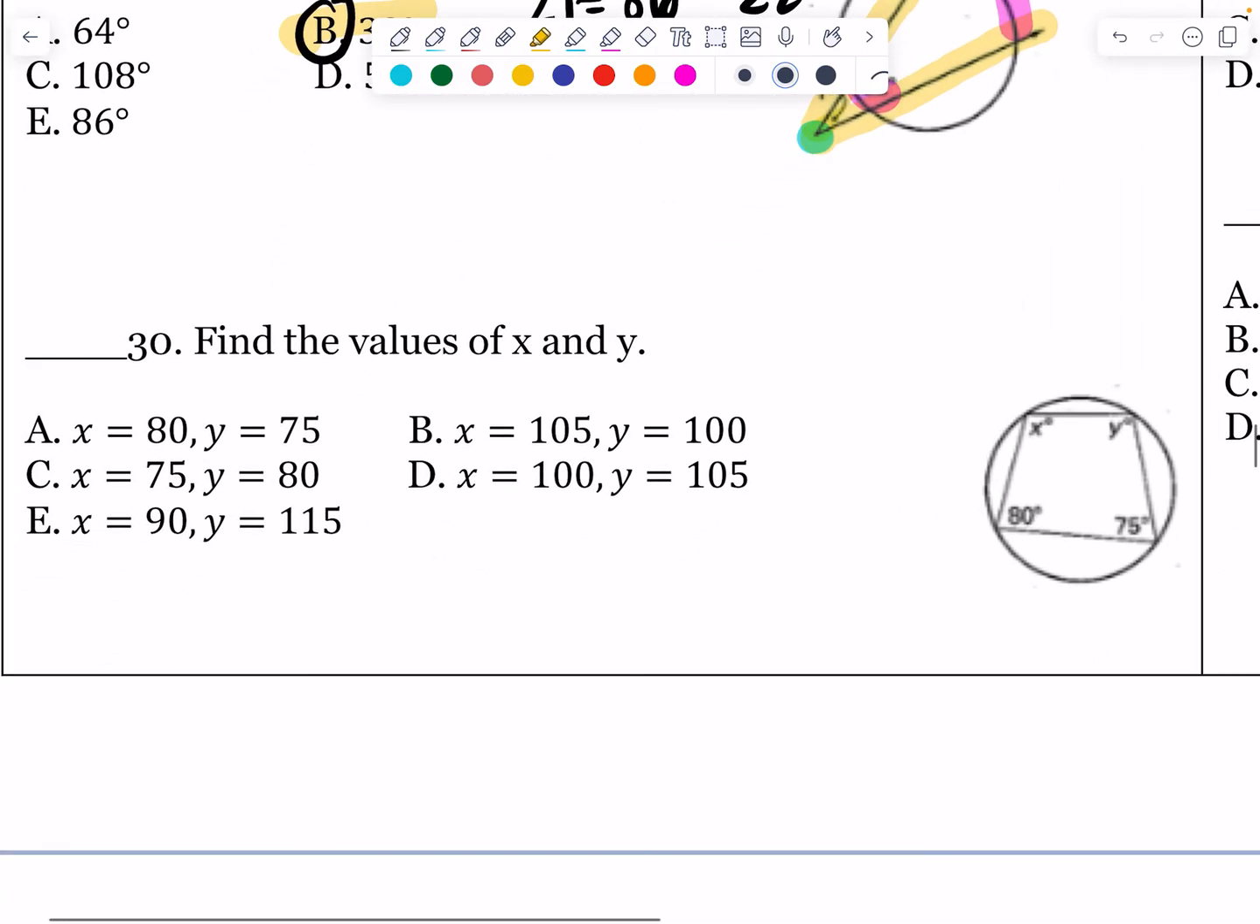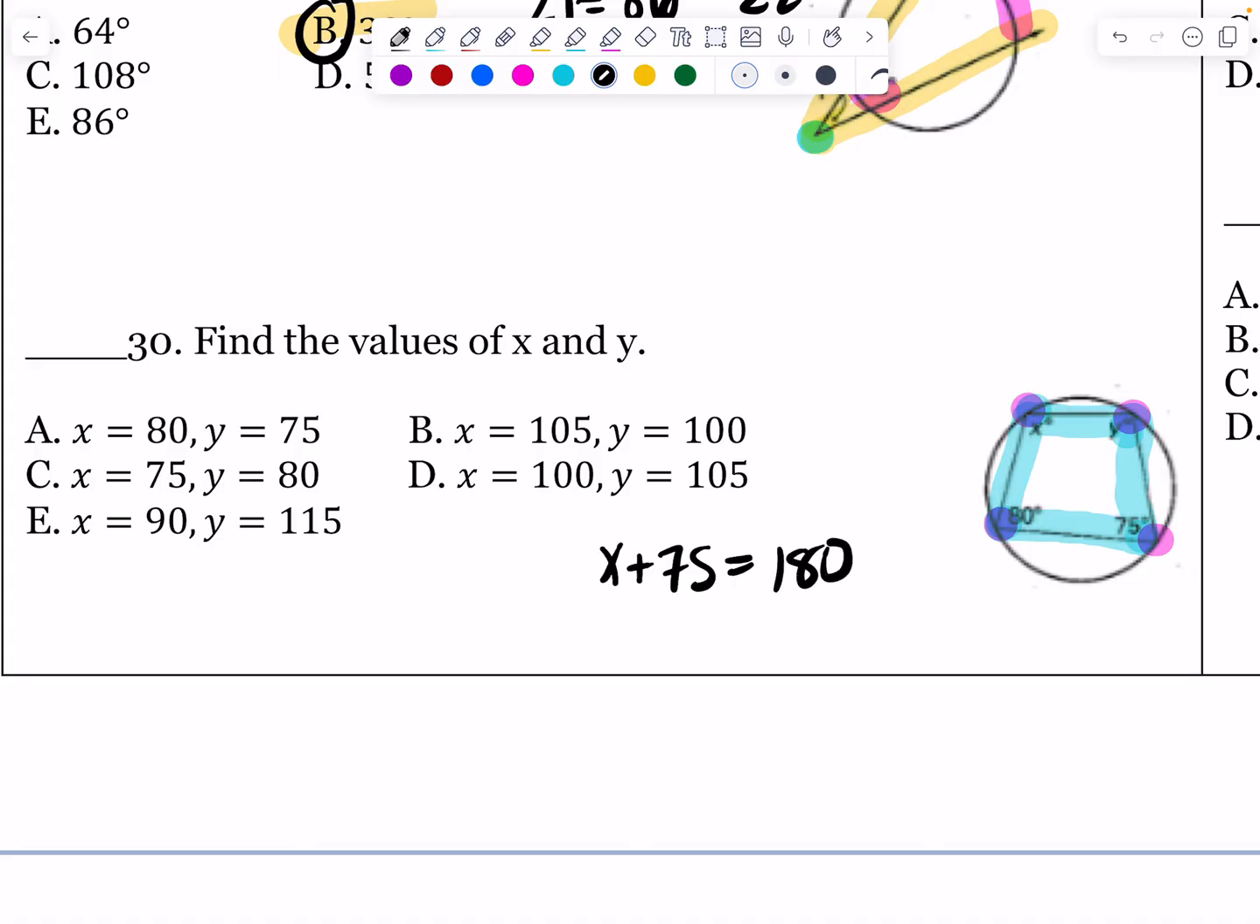The first thing I notice on number 30 is that I have a quadrilateral that is inscribed in a circle, meaning all of its vertices are on the circle. Remember that we learned a theorem that said the opposite angles of a quadrilateral inscribed in a circle add up to 180. So x plus 75 equals 180, and we also know that 80 plus y equals 180. So y is equal to 100 and x is equal to 105.